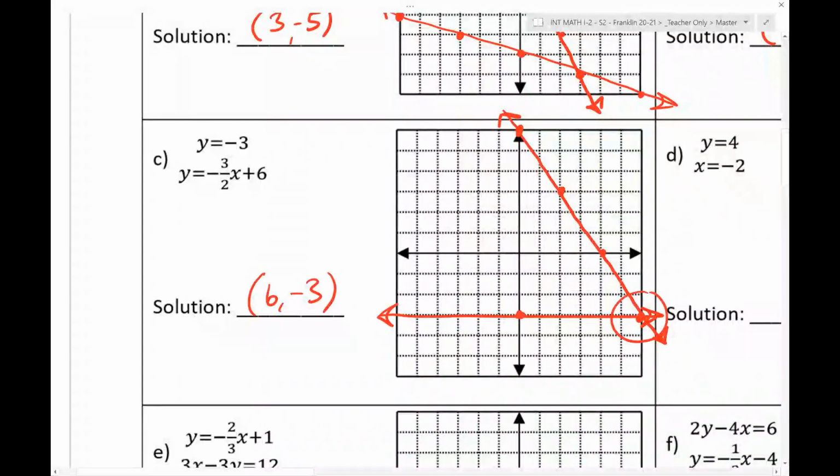This point right here. So it is important that, especially for situations like this where it's right on the edge of our graph, you make sure you draw clearly, try to stay as straight as possible, and that way you can really see where those lines intersect.